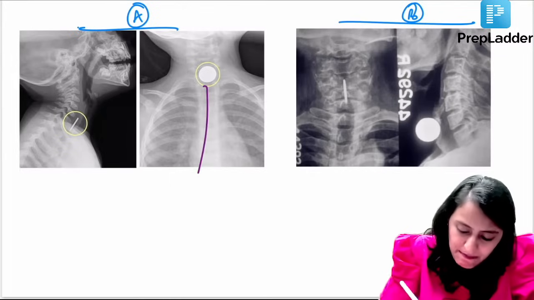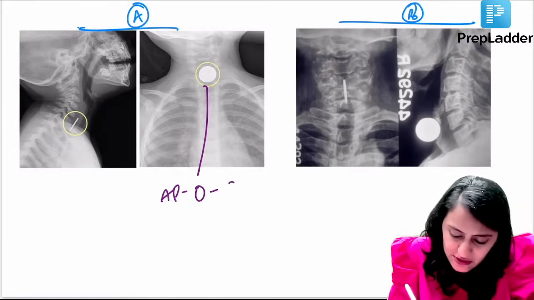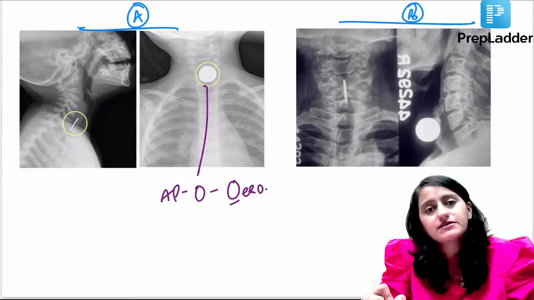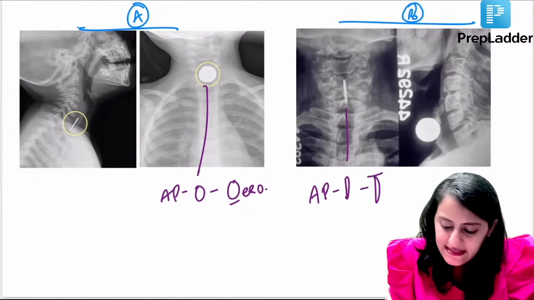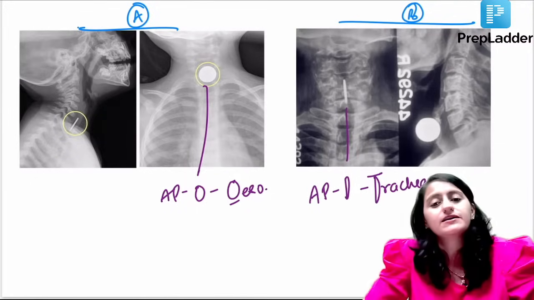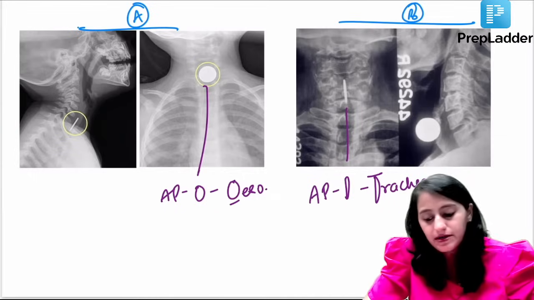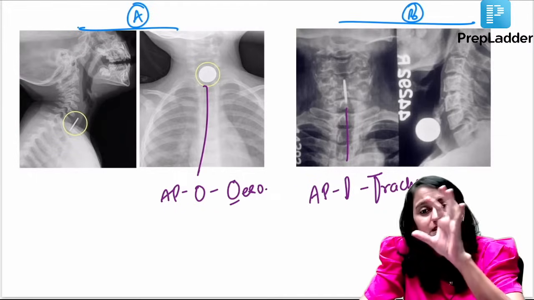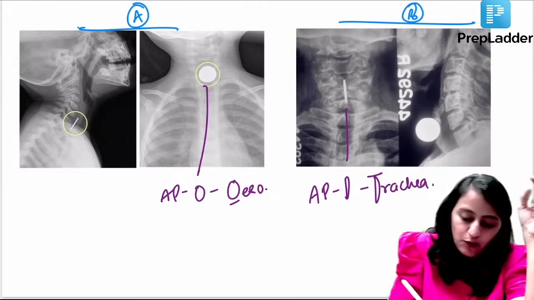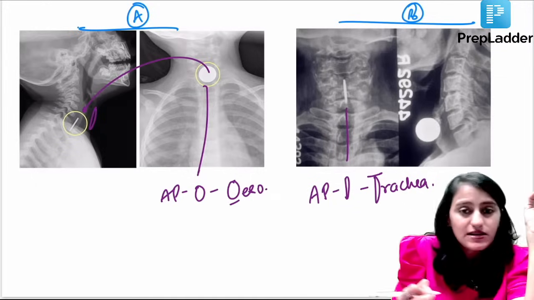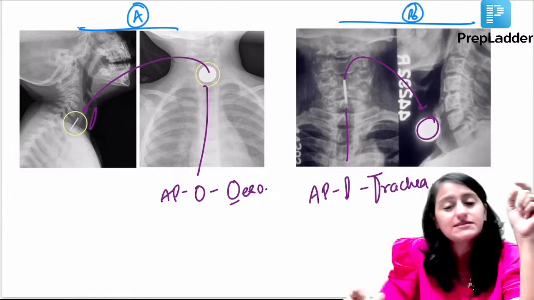If in the AP view, this is circle, so remember circle is esophagus. If in the AP view, it is slit like, it is trachea, right? So that's an easy trick to remember. If it is circle in AP, it is circle wala esophagus. If it is slit in AP, it is trachea. What is circle in AP is slit on lateral. What is slit on AP is circle on lateral, right?